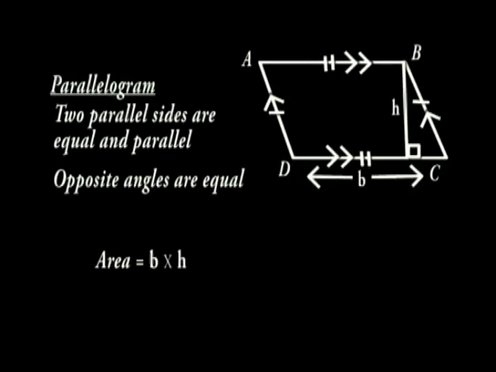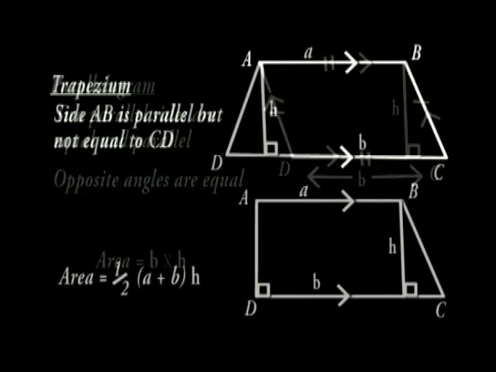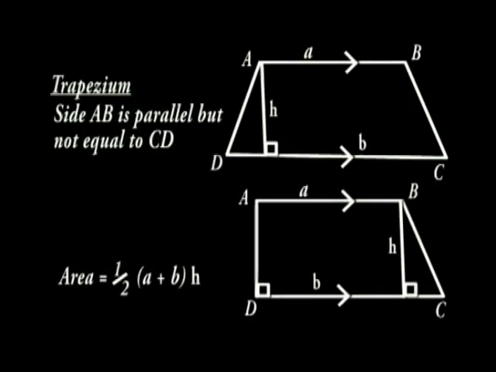Parallelogram has two parallel sides that are equal. Opposite angles are also equal. Area is given by base times height. Trapezium. For the trapezium below, side AB is parallel but not equal to CD. Area is obtained by half into bracket a plus b times height.